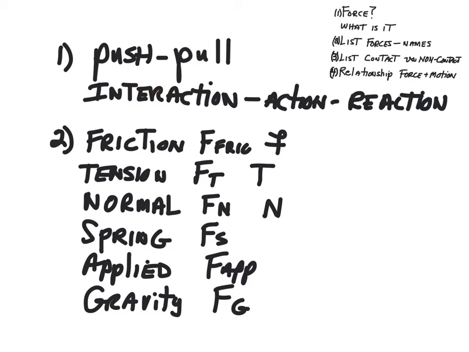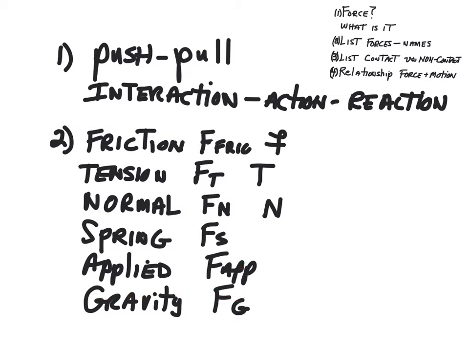The first law and the second law don't really tell us what a force is. They tell us how a force affects things. So the 3rd law: all forces are interactions between 2 objects, and it results in a push or a pull. And here are the forces that we're familiar with. The friction force, the symbols we use, the tension force, Ft or T, normal force, Fn or N, spring force, Fs, applied force, and gravity.